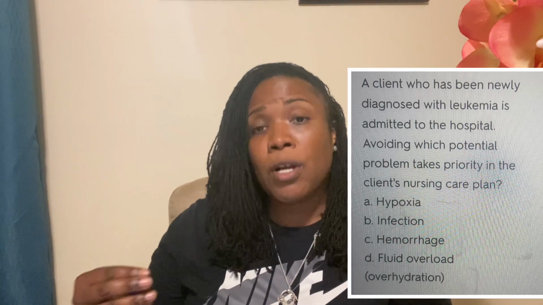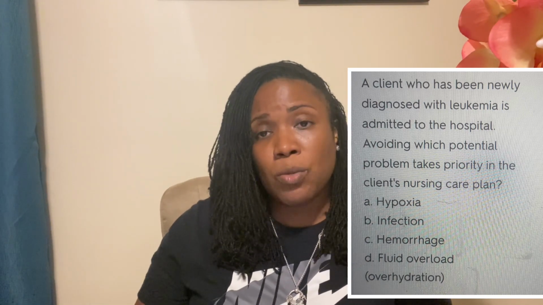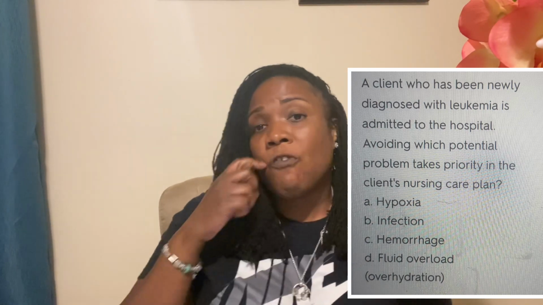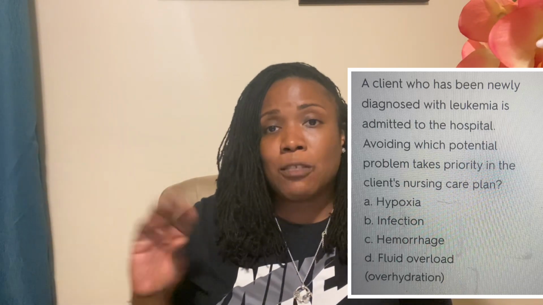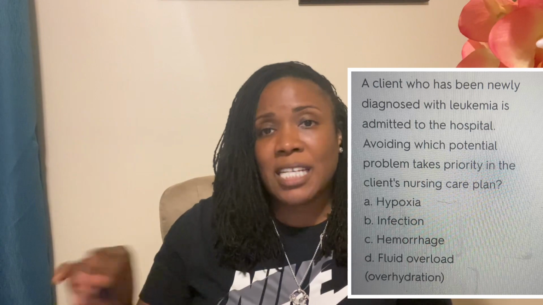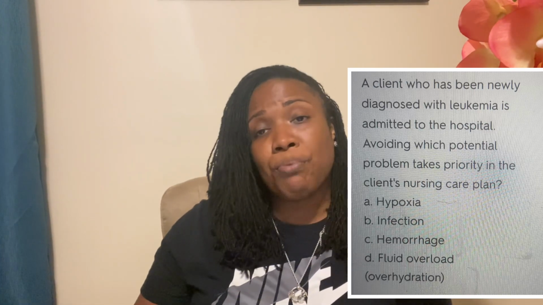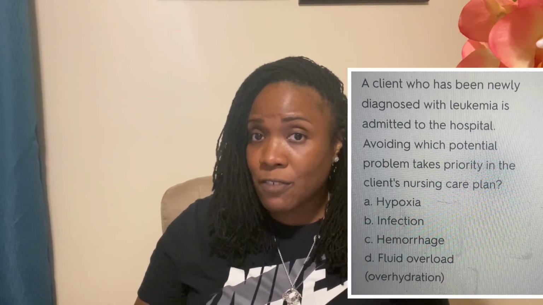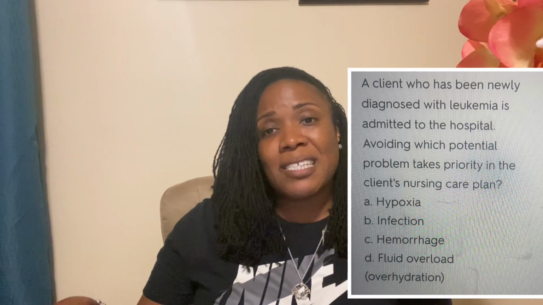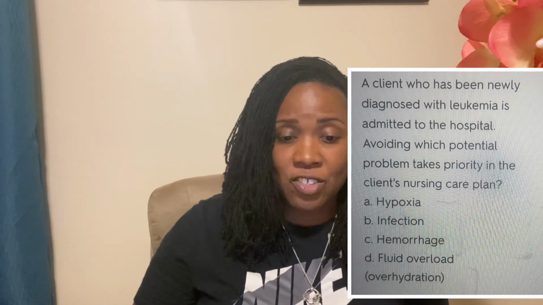Now, if you've had pathophysiology, you should already know that your immune system is responsible for activating to protect the body against pathogens, microbes, bacteria, and viruses. When you have cancer, the cancer suppresses your immune system, making it less effective, which makes you susceptible to infection. So the answer is B, infection.